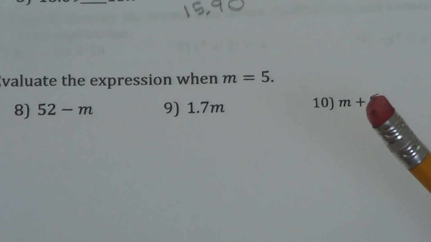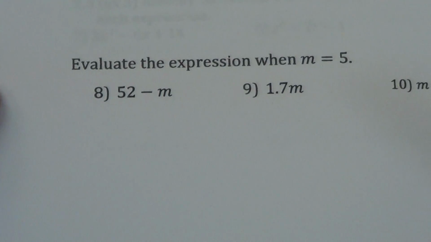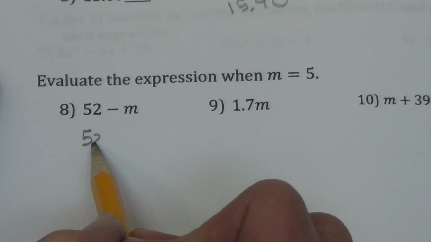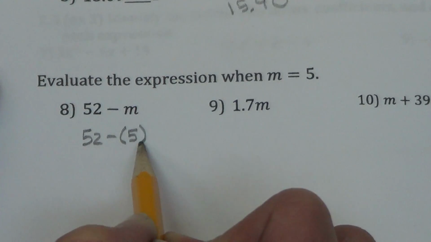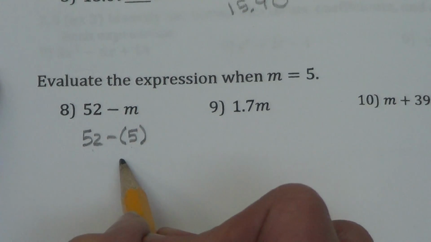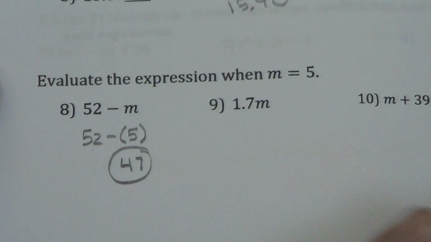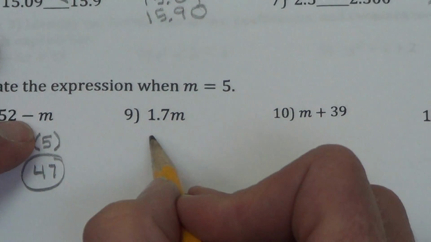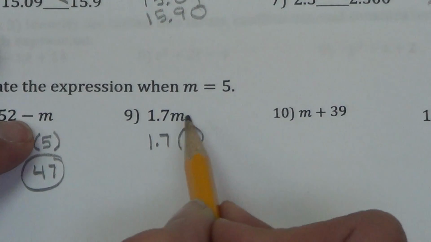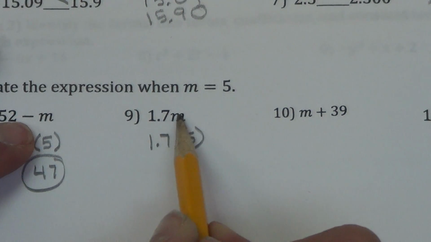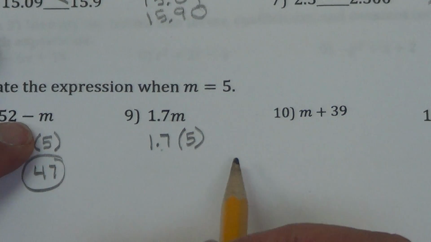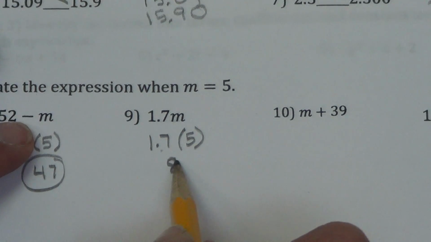Okay, next expression, they want us to evaluate again. So we have m equals 5, so we plug in 5 for m. Always use parentheses, even if it doesn't need to be used. 52 minus 5 would be 47. 1.7, parentheses 5. You need to be very comfortable in this math class knowing that a number next to a letter means multiply, or a number next to a parentheses means multiply. So we would get 8.5.